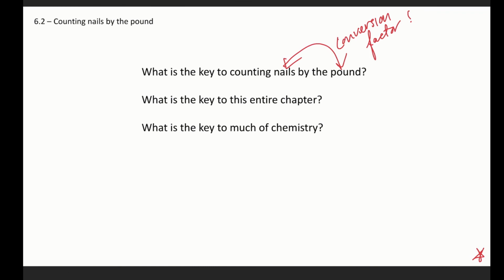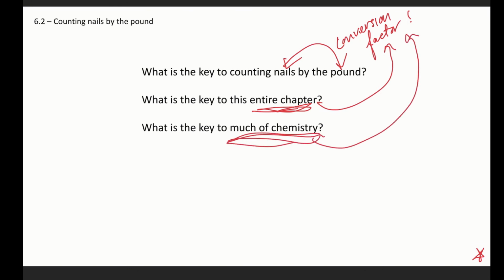Do we have the conversion factor? What's the key to this entire chapter? The right conversion factor. What's the key to much of chemistry? The right conversion factor. That's what all of this is about. So make sure you hold on to that, and in section 6.3, we'll get into some chemistry-specific conversion factors.